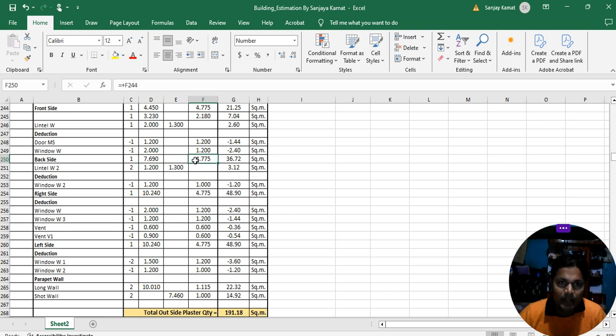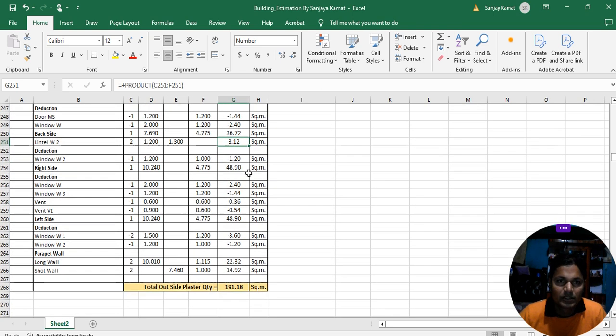Similarly you work for the back side. For the back side you will take number 1, and after multiplying these three terms you will get 36.72 meter square. And the lintel W2 will be how much? It is 2, the length is 1.2 meter, the breadth is 1.3 meter, and again, what is the total thickness?